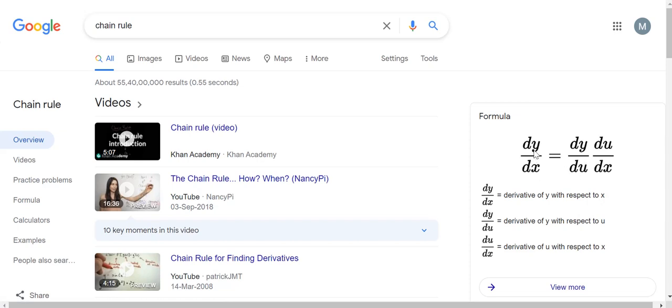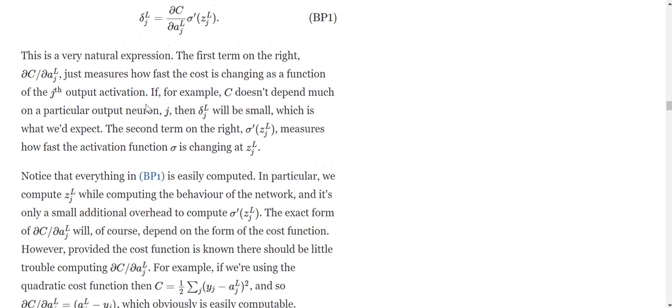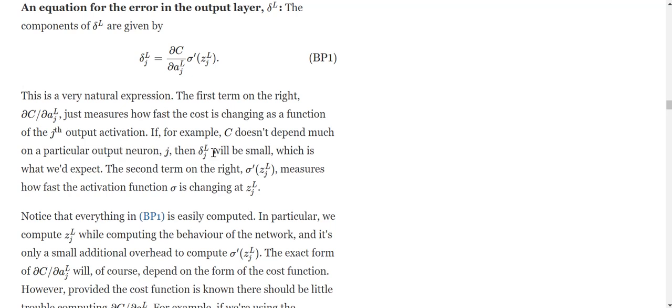We are representing dy by dx as the derivative with respect to the activation, the value obtained after the activation, and then the derivative of the value obtained after the activation with respect to the value you got before the activation. That is the weighted input to the neuron. Okay, so I hope that makes sense. If, for example, C doesn't depend much on a particular output neuron j, then this would be small, of course, which is what we would expect.